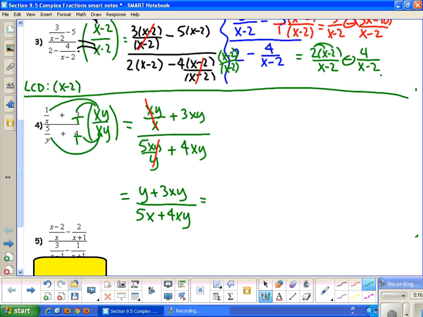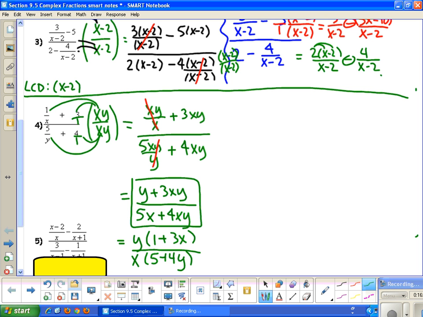And I can actually factor out y in my numerator. So I'm going to factor, see if I can simplify anything. So this would be y times 1 plus 3x over, and then my denominator I would get x times 5 plus 4y. So that doesn't cancel anything out. So because nothing cancels out there, I'm going to leave this as my answer. You could leave your answer in factored form. It's technically not simplified because simplified means you have no parentheses, but I will accept it from you guys now since we're just learning this.